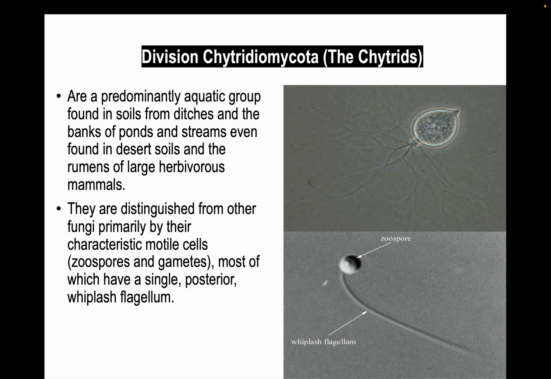Now let's take a look at more examples of fungal representatives. Under Chytridiomycota, the chytrids, they are fungal species predominantly aquatic, can also be found in soil and in freshwater bodies such as ponds and streams. They can also be found in ecosystems with low water activity such as desert soils, no? And also as associated microbiota in animals such as ruminants. No? They are distinguished from other fungi primarily because of their characteristic motile cells. Zoospores and gametes are characteristically motile, and most of them have a single posterior flagellum. You can see here the whiplash flagellum of a zoospore, allowing it to be motile.